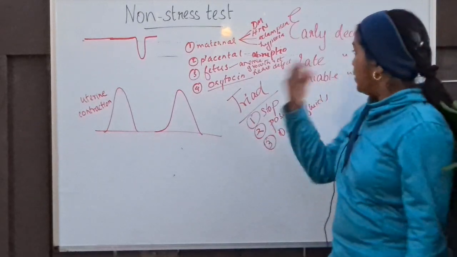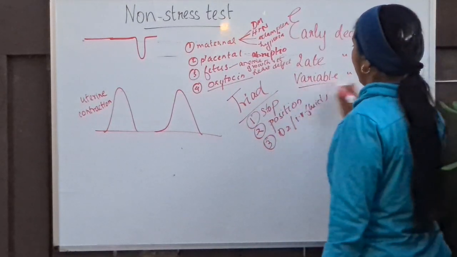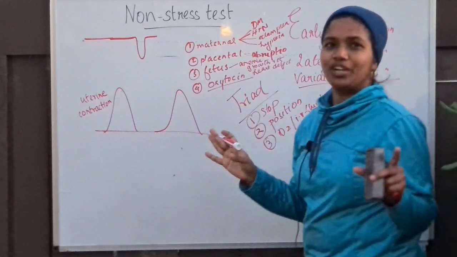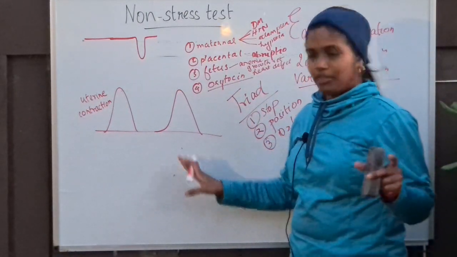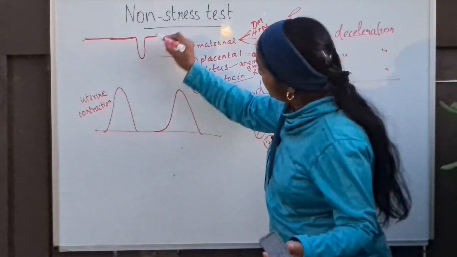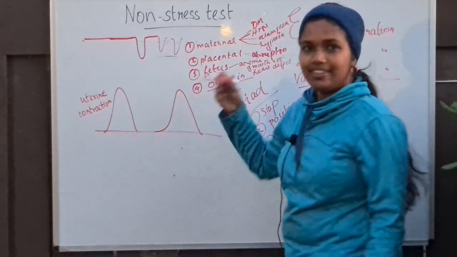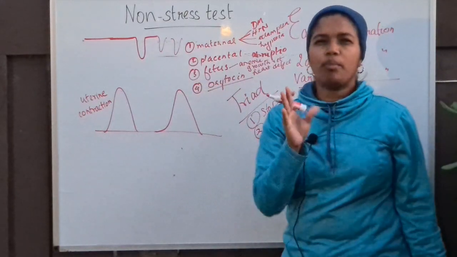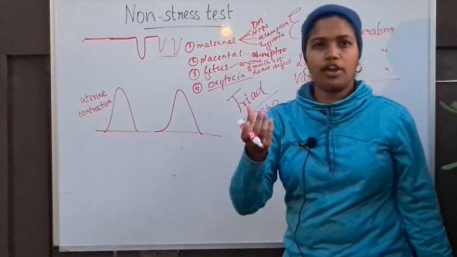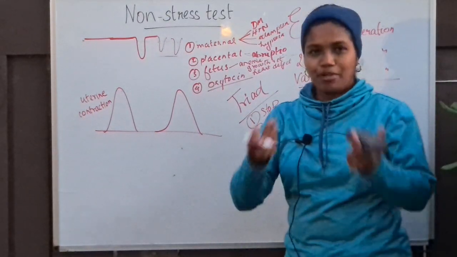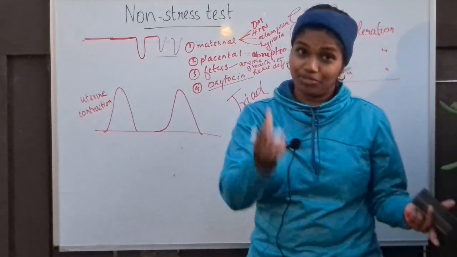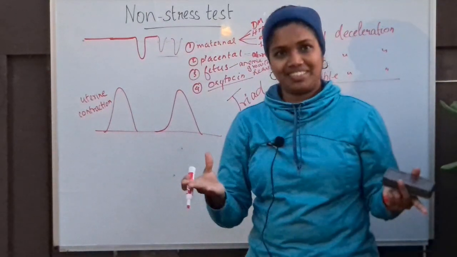Fine. Let us go on to the third condition, variable deceleration. As the name says, variable deceleration has no relation with the uterine contraction. The uterus will be contracting, the graph will be there, and the deceleration can be at any point. That is the variable deceleration. What is the most common cause of variable deceleration? Mostly it is because of umbilical cord compression due to any reason. It can be because of the head compressing the umbilical cord, or sometimes the fetus can hold the umbilical cord, any reason.